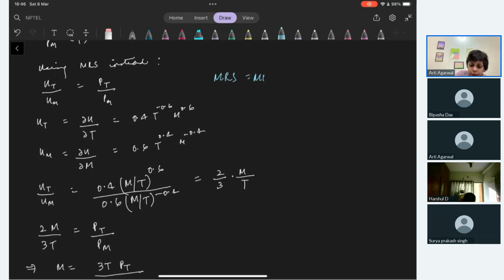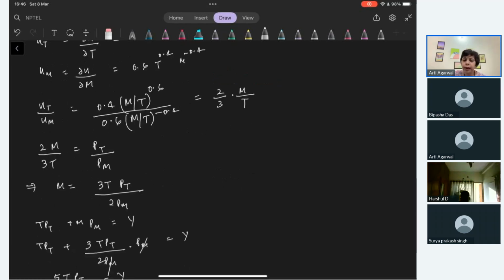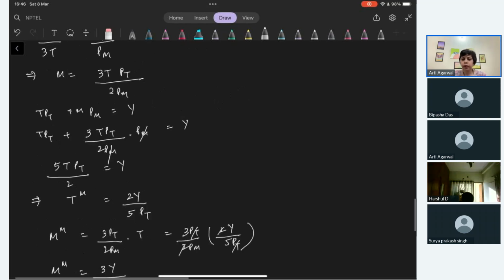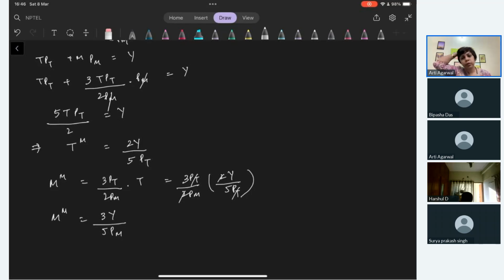Okay, this is all we are doing here. Instead of plugging in the values of PT and PM like we normally do for finding the optimal bundle, we leave them there and substitute the value of M in terms of T, or T in terms of M, into the budget constraint. Then we simplify and rearrange the terms to get T as a function of Y and other prices, and M as a function of Y and other prices, whichever it may be.